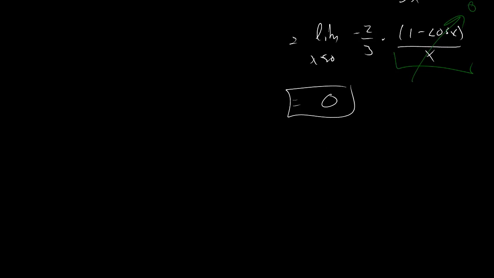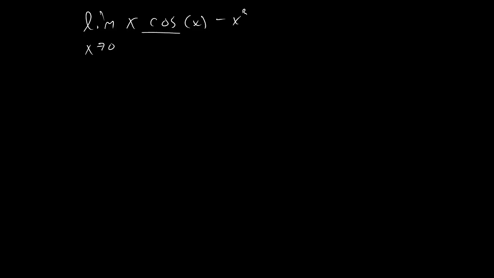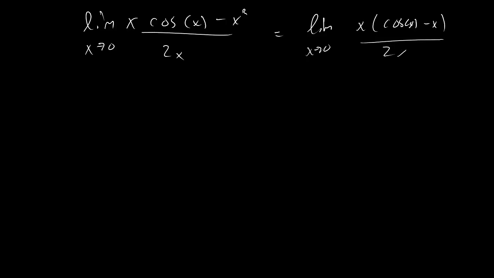Letter B. Limit as x approaches 0 of (x cosine x minus x squared) all over 2x. So I want a 1 in there somewhere. So the first thing I'm going to try is factoring out an x: x times (cosine x minus x) all over 2x.